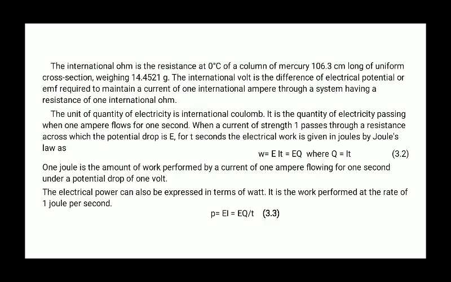The international ohm is the resistance at 0 degree C of a column of mercury 106.3 centimeter long, of uniform cross section, weighing 14.4521 gram. The international volt is the difference of electrical potential or EMF required to maintain a current of 1 international ampere through a system having a resistance of 1 international ohm.